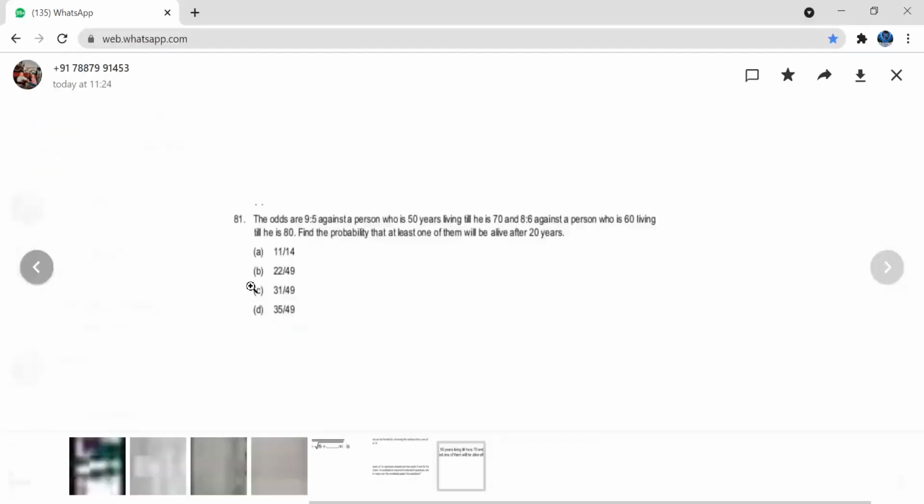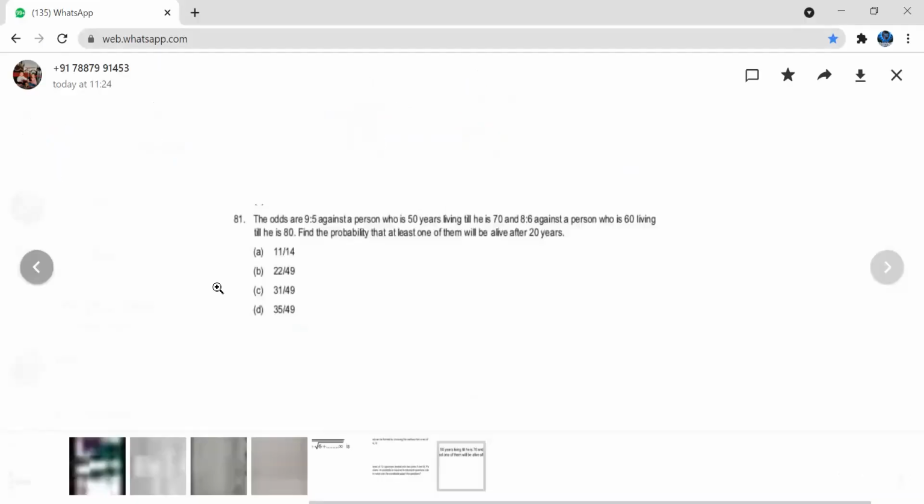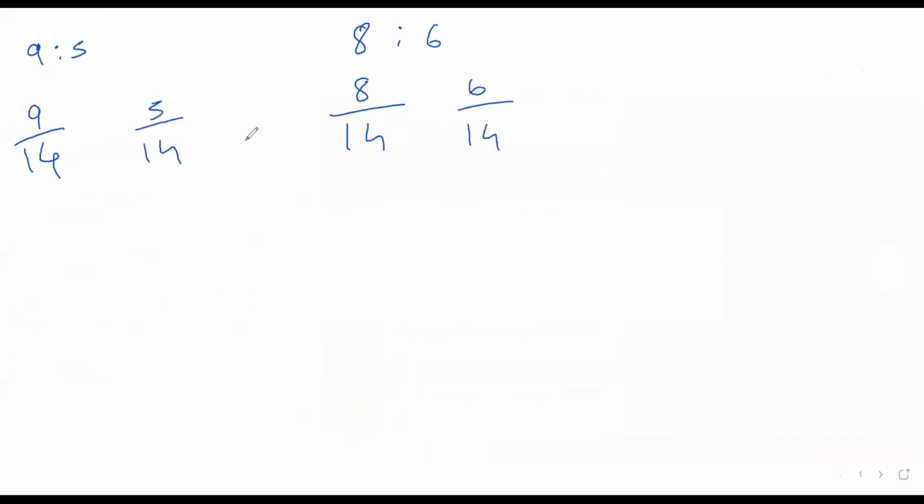क्योंकि against है. 8:6 against a person who is 60, living till he is 80. 8:6 is the odds against a person who is 60, living till 80. So 8 by 14 is the probability that he will die in 20 years, and 6 by 14 is he will live in 20 years. Find the probability that at least one of them will be alive after 20 years. We want the probability that at least one of them is alive.